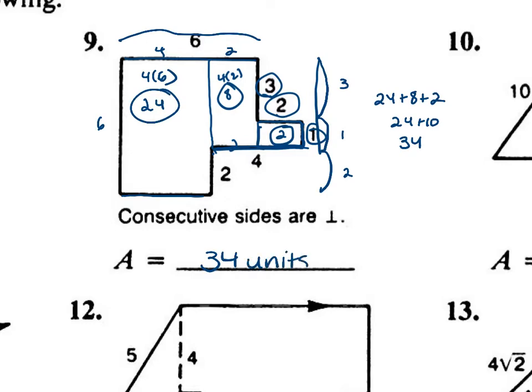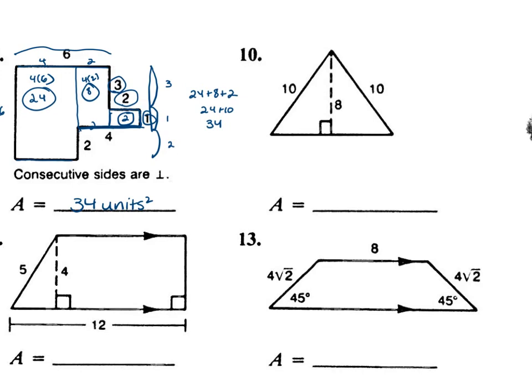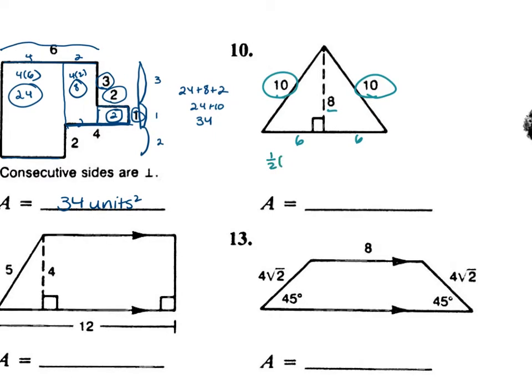34 units squared. Number 10, we are back to a triangle. We don't know that it's equilateral, but we do know that it's isosceles. So these are the side lengths here, 10, 8. This missing side would be 6, and because it's isosceles, it would be the same for both. And now I get 1/2 the base, which is 12, times the height, which is 8. 1/2 of 12 is 6, and this becomes 48.